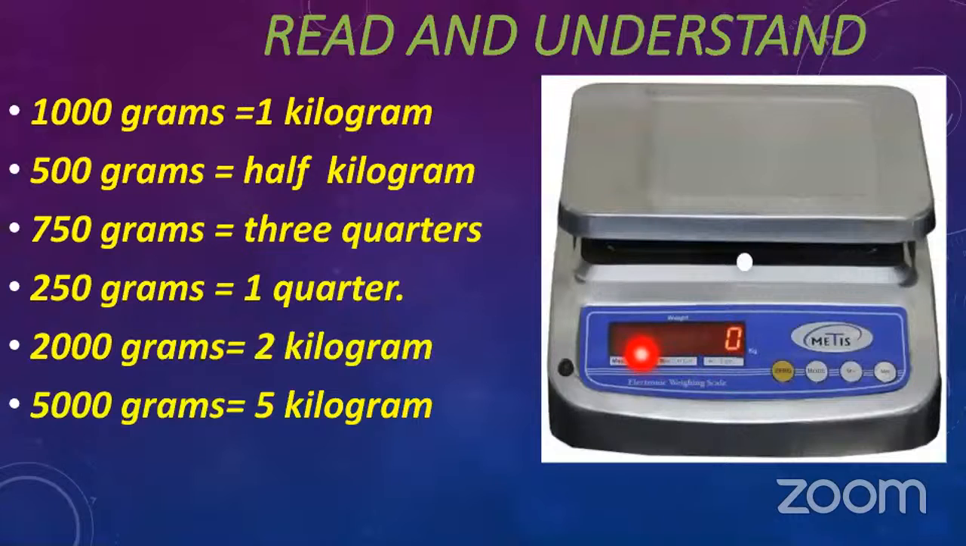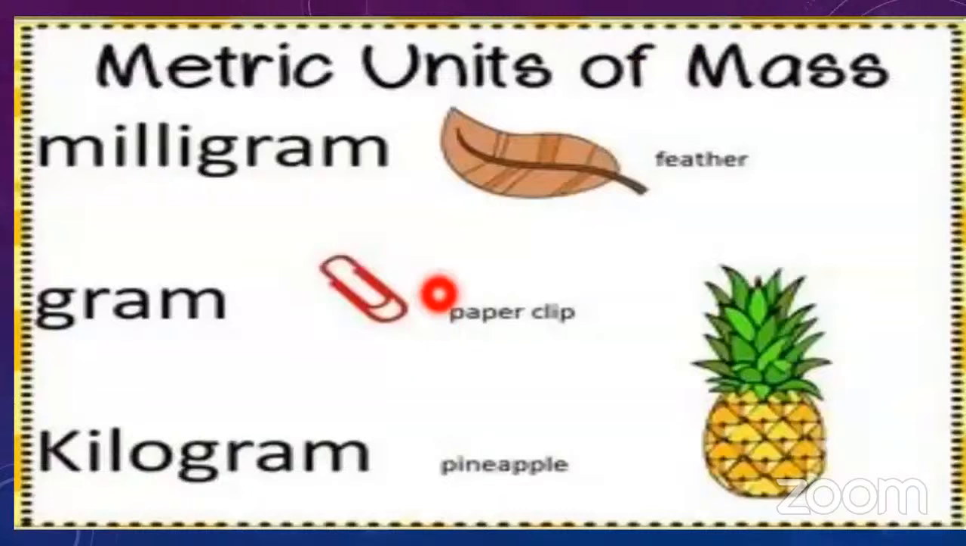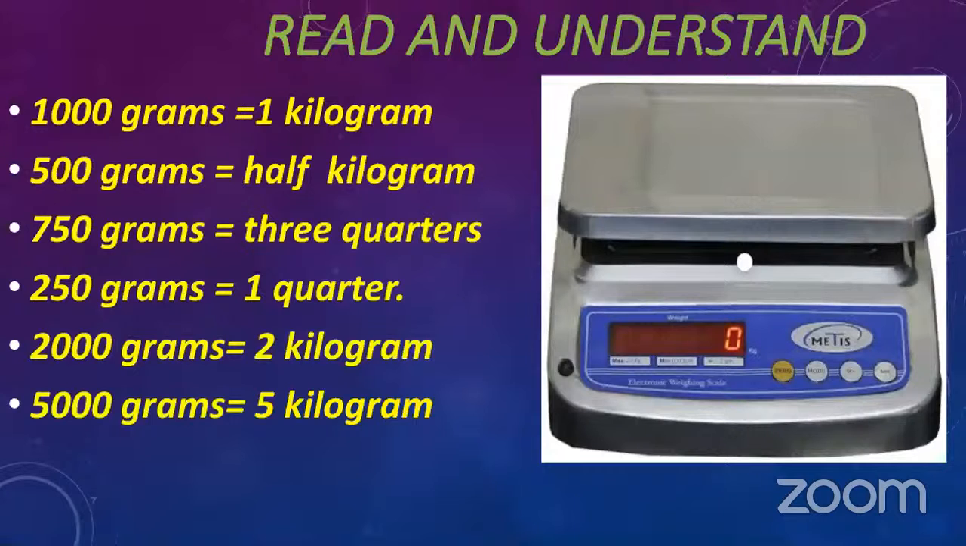Observe it properly and try to understand it better there. Now let us understand the metric units of mass: milligram, gram and kilogram. So what is a milligram, a gram and a kilogram? We have understood grams here: 1000 gram is equal to 1 kilogram. But how do we know how much weight 1 gram, 2 gram, 5 gram, 6 gram is?